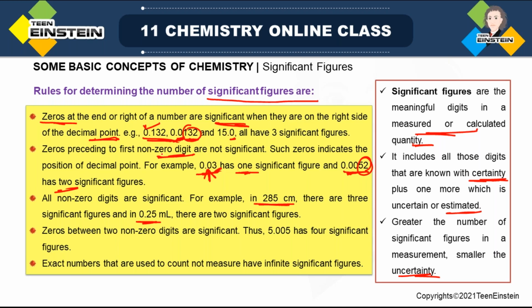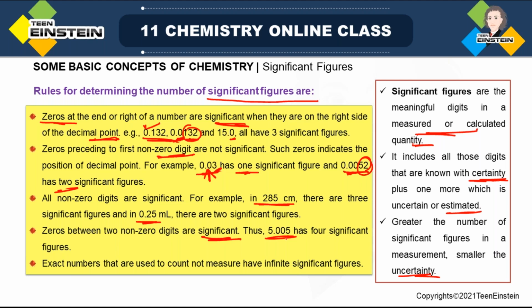And one more rule: zeros, if present between two non-zero digits, will always be significant. So here we have this example, 5.005. These two zeros are in between two non-zero digits, which are 5 and 5, left-hand side 5, right-hand side 5. So you have to consider these two 0s, and obviously the two 5s we have to consider because they are non-zero. So in total it is 4 significant figures.